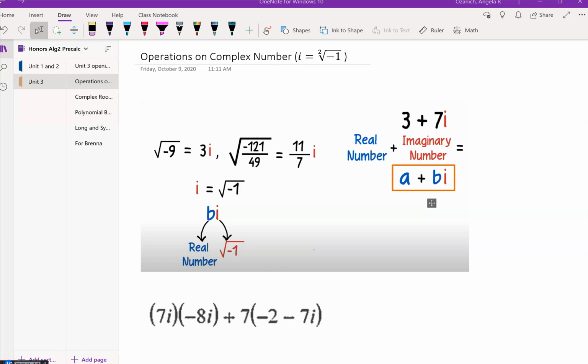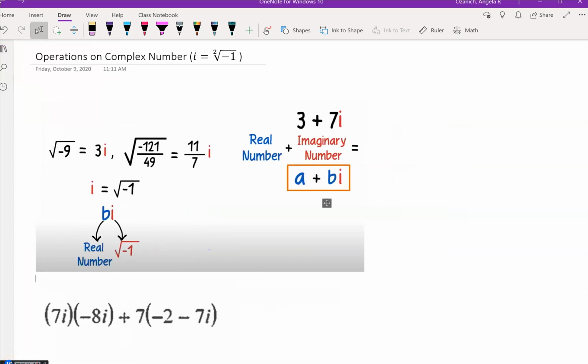Welcome back, guys. We are going to take a minute to talk about operations on complex numbers and imaginary numbers. And so before we get started, we are going to just take a minute to look at what it means to be an imaginary number, what it means to be a real number, and how those two come together to form what's called a complex number.